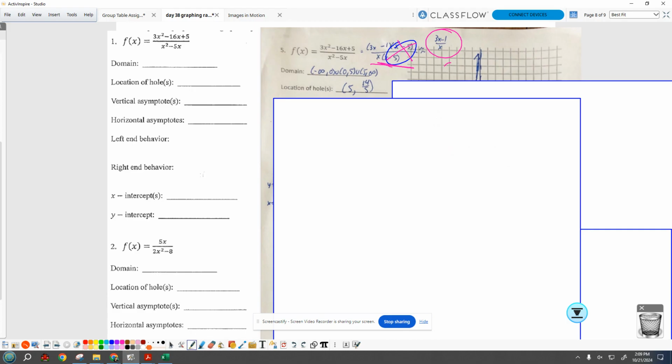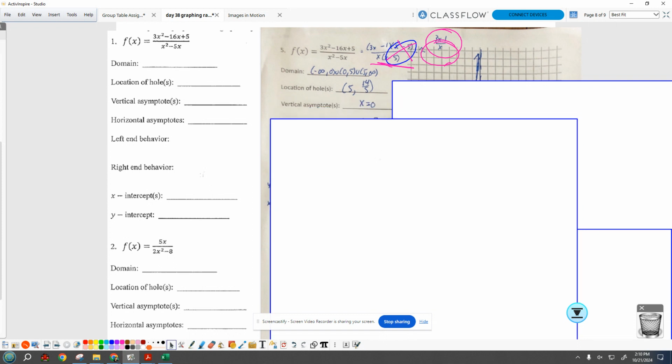Vertical asymptotes. We don't have a good description on the board. Dante, how do I find vertical asymptotes? What am I looking at? You take the leftovers, you find the denominator. Okay, take the leftovers and find when that denominator is 0. That denominator is just x, so the vertical asymptote is at x equals 0.